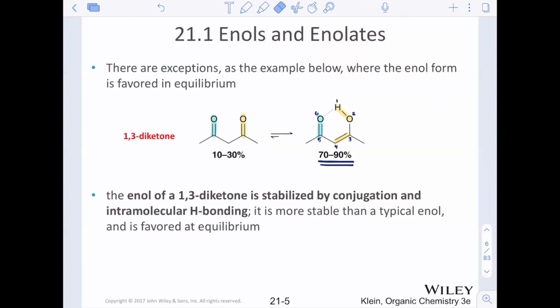Now, this carbon right here is the alpha carbon, right? There's the alpha carbon, and it is sandwiched in between 2 carbonyls. So we still do have an alpha carbon there and some alpha hydrogens. The 1,3-diketone is specific to us in this chapter because it is relatively reactive at that alpha carbon.